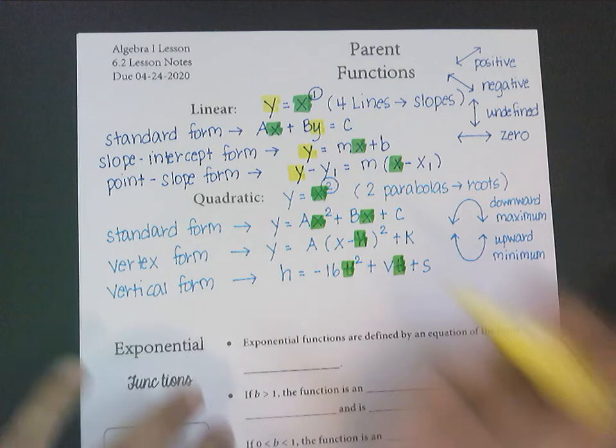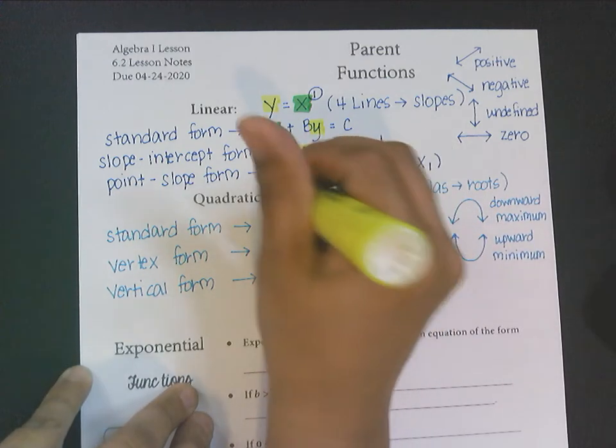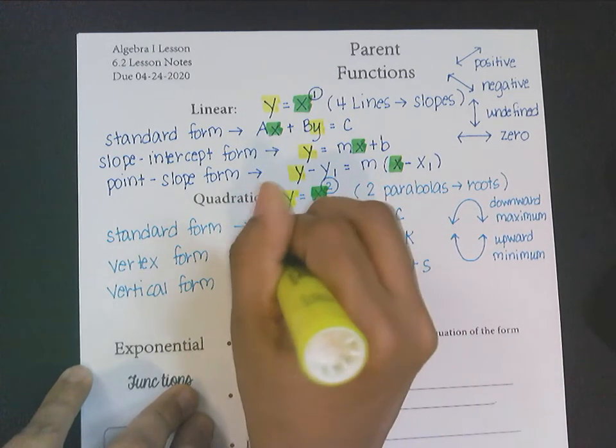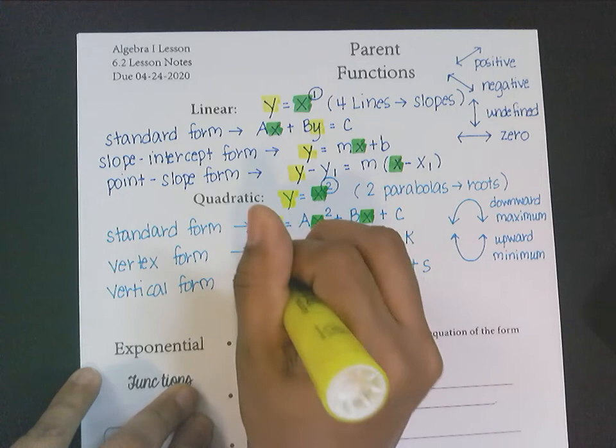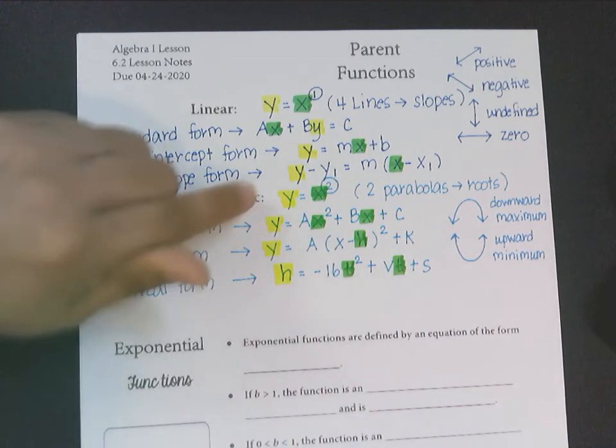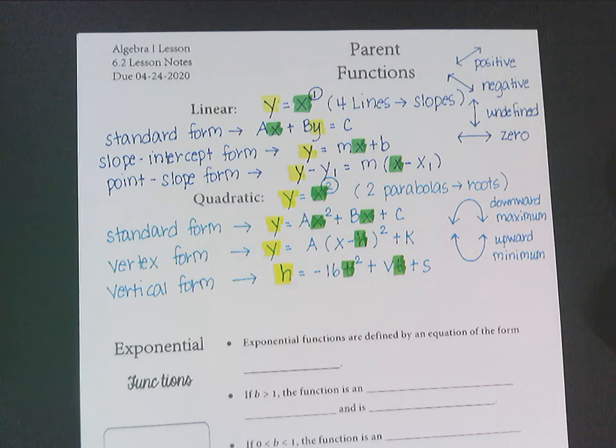And in the quadratic function, in the parent function, there's my y. So here's my y. Here's my y. And in vertical motion form, the h is my y. So you notice they're very, very similar, and they're all carrying the same variables.